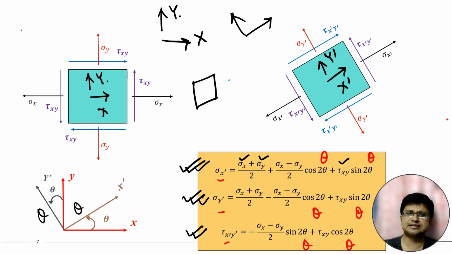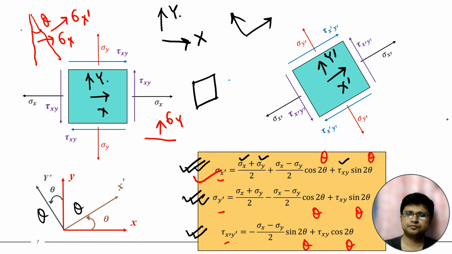Suppose consider this is the vertical plane, this is the plane of sigma x. For a plane which is at an angle of theta, this is the theta, then it will be sigma x dash. We will get that value from this particular equation. This is the equation. And this is the plane of sigma y. If we rotate this plane by an angle of theta, then it will be sigma y dash. We will get that value from this equation.